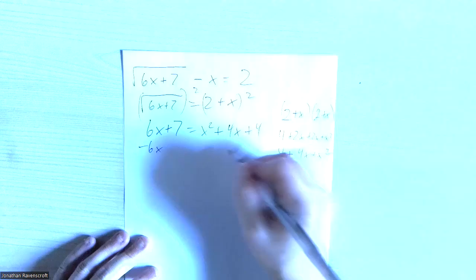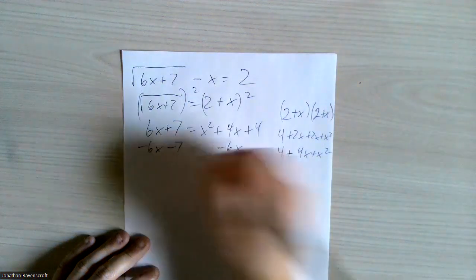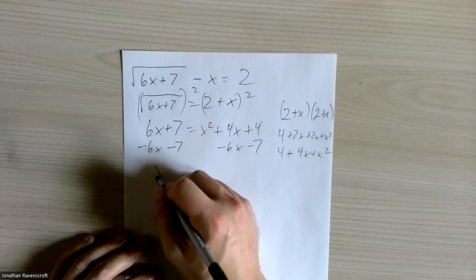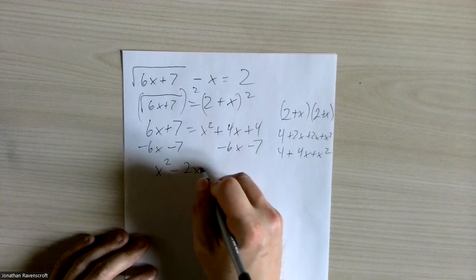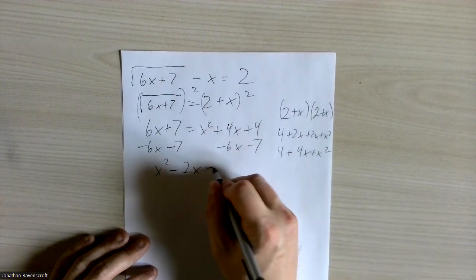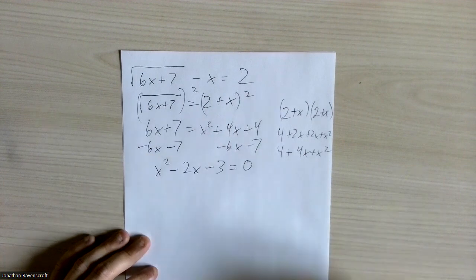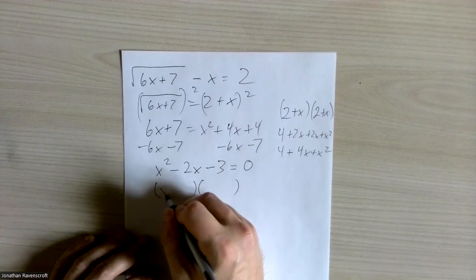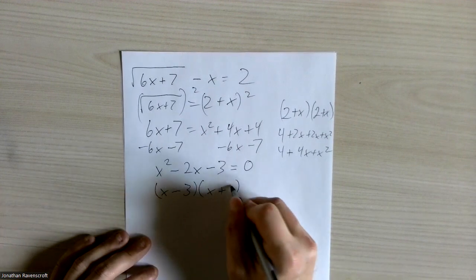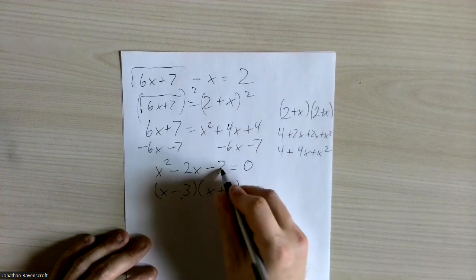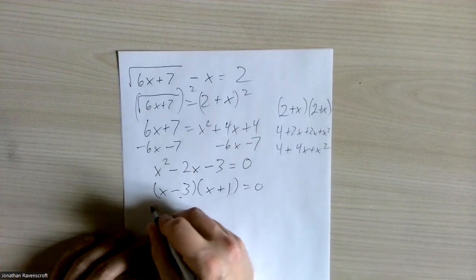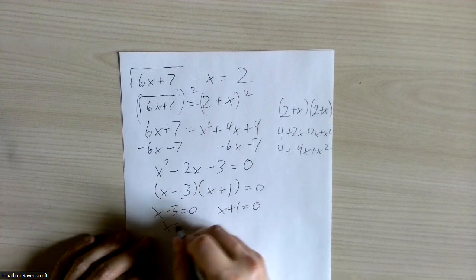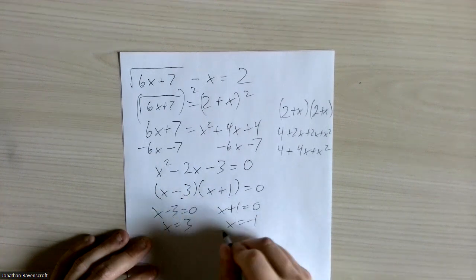Combine like terms. X squared minus 2x minus 3 equals 0. And then again, we're going to factor. That'll be x minus 3, x plus 1. This times this makes this and this make this. X minus 3 equals 0. X plus 1 equals 0. X equals 3. X equals negative 1.